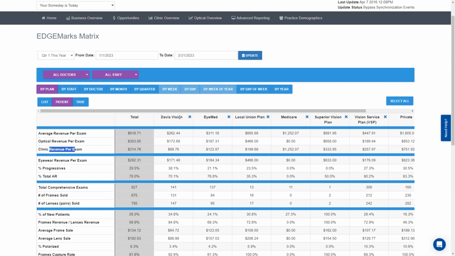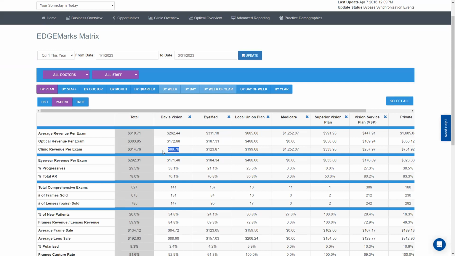So let's just use Davis Vision right here as an example. On average, the patients are spending $262. If I wanted to increase my optical, I would think about things that would go on glasses. I want to look at my AR coatings, my photochromic. Which progressive lenses am I using? How many patients on frames do I have? Or how many $0 frame sales do I have? Those are the types of things I would look at to increase my revenue with Davis Vision.